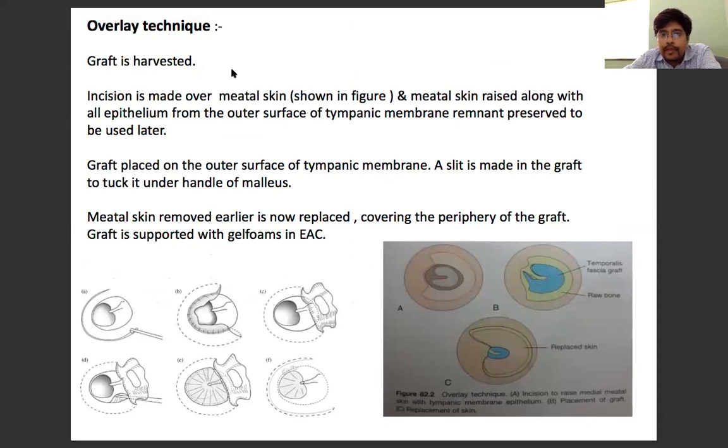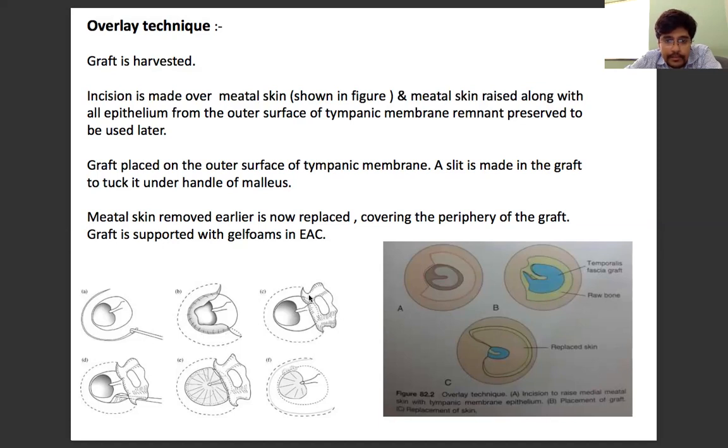Now this is the overlay technique. As I have told you, the approach is either endomeatal, endaural or postaural, and the technique here is overlay. Underlay we saw, now the overlay technique. Can you see this diagram? In this diagram, this is the perforation. Now what we do, we give an incision, the endomeatal incision. We elevate the tympanomeatal flap. With that flap, we elevate the outermost layer, that is the squamous layer, also with it. So what will happen? It will look like this. We are elevating the flap and this outermost squamous layer. So this is the flap with the outermost squamous layer.